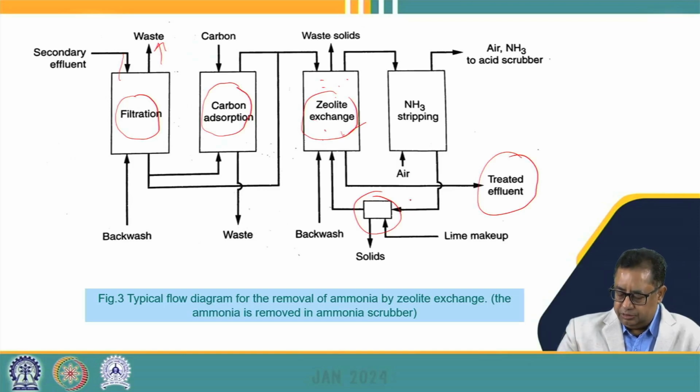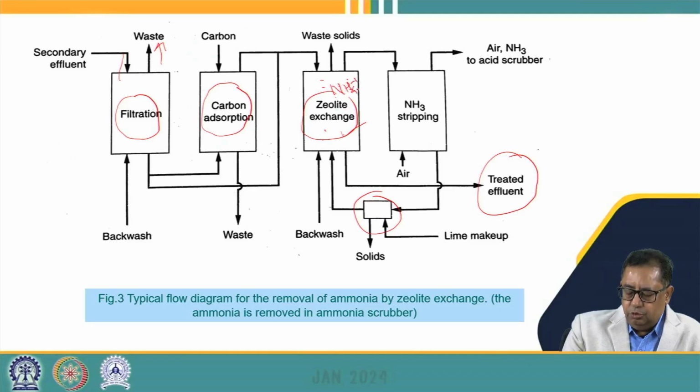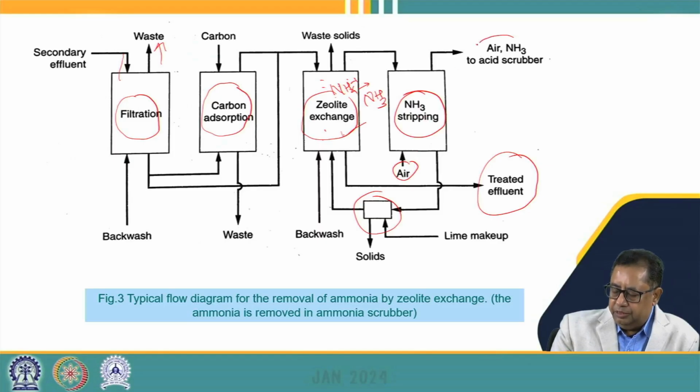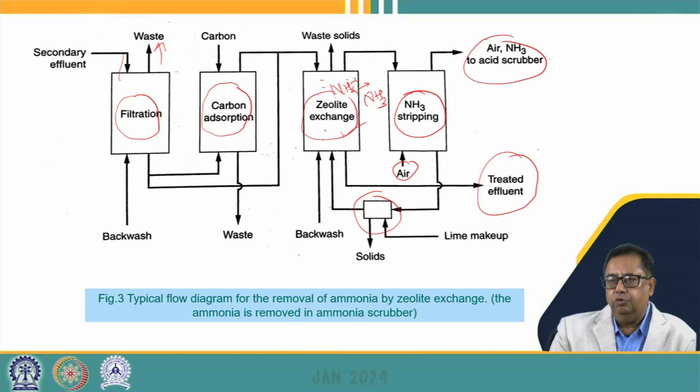So here lime is passed so that the ammonium ions which are present here can be converted to ammonia gas, and this ammonia-laden water then goes to a stripping tower, the air stripping tower, where the ammonia can be removed by passing air from the bottom, and from the top the ammonia-laden water is passed, so that the air and ammonia are removed from here and they go to the acid scrubber for further treatment.